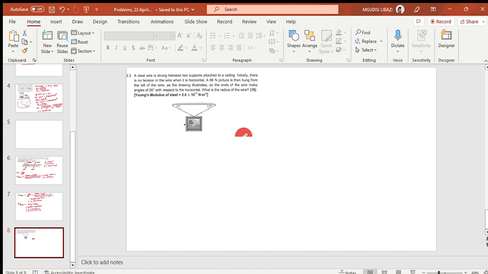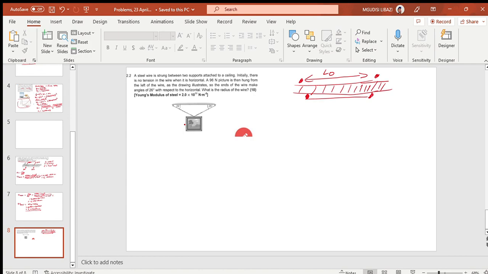To find the radius of the wire, assume that the wire is uniform. Now we have something like this, inclined. Initially it was horizontal like this, and it has an initial length. So let me represent it down here. It had a length initially, horizontal like this, attached there and attached there.